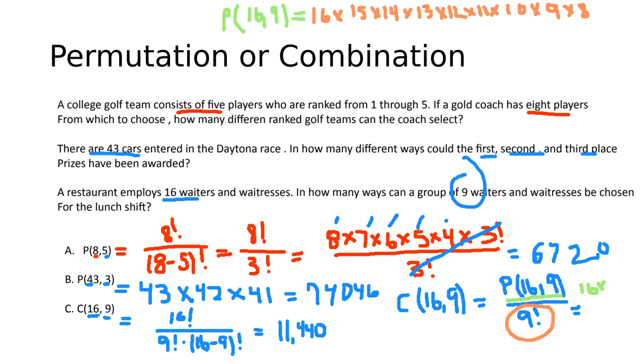So once you have your permutation, that is representing this up here, but then you still have to divide by 9 factorial. And this is going to give you the same answer, 11,440. Okay. So those were permutations and combinations.